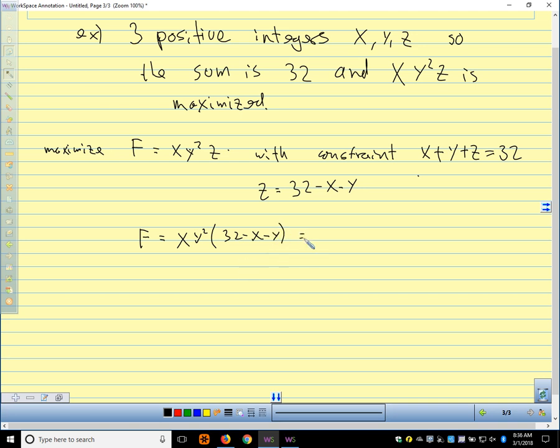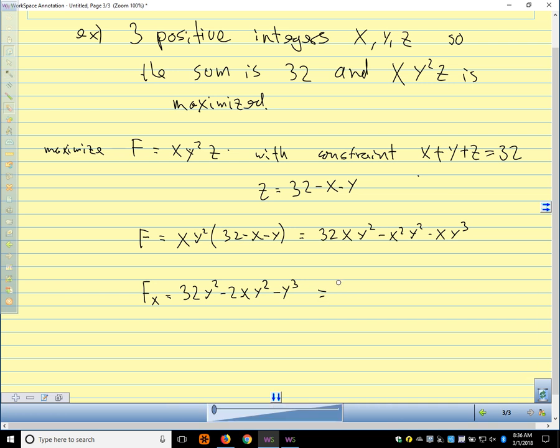I'm going to multiply this out: 32 x y squared minus x squared y squared minus x y cubed. And we want to maximize that. All right, so we're going to take our derivatives. F sub x is 32 y squared minus 2x y squared minus y cubed, and we want that equal to 0.